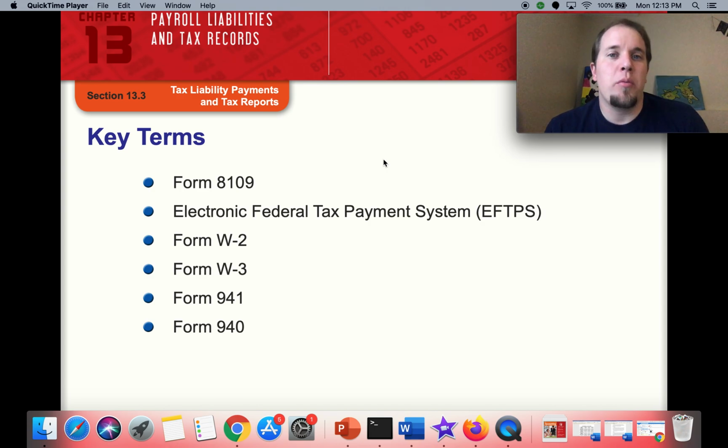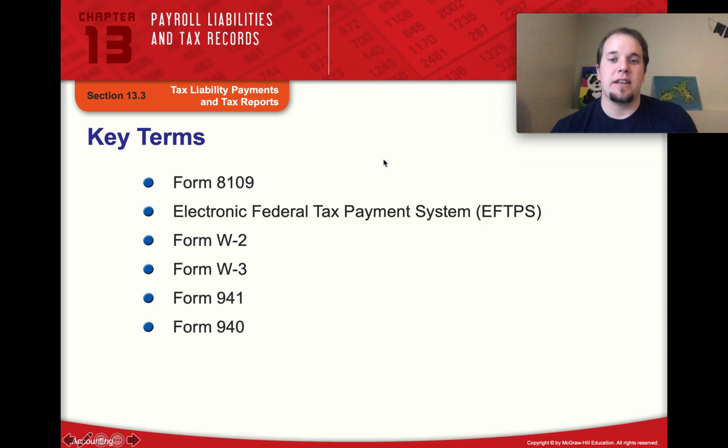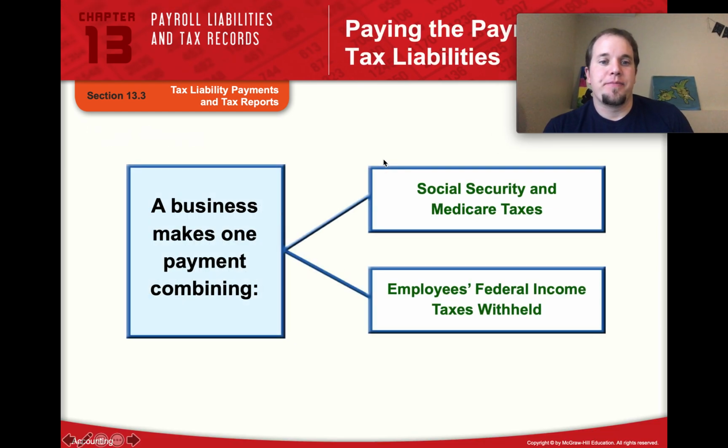In this video, we'll be discussing Chapter 13, Section 13.3, Tax Liability Payments and Tax Reports. As you can see in the list here, we have different forms that we'll be looking at: Form 8109, EFTPS, Form W-2, W-3, 941, and 940. At the end of this, you'll be able to understand each of these different forms.